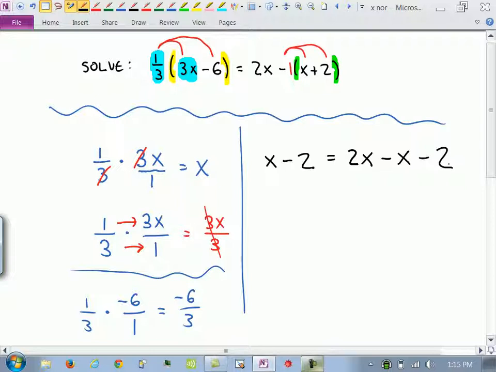On the left side, I can't do anything. On the right side, can you put anything together? Yes. 2x minus x, right? 2x minus x is x, and then -2. Now isolate your x. You have x's on both sides. So let's get rid of the x on the right. Subtract x, right?